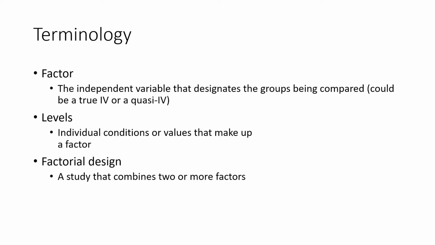There's a phrase that's used when we're doing ANOVAs that's called a factor. A factor is the independent variable that designates the groups being compared. This could be a true independent variable or a quasi-independent variable. So a factor is the independent variable. Sometimes there's more than one, but there's always at least one. So if you have gender as your factor, then there are at least 2 groups, male and female. You might also have a third, like non-binary.